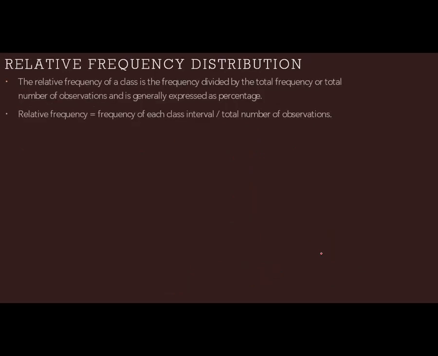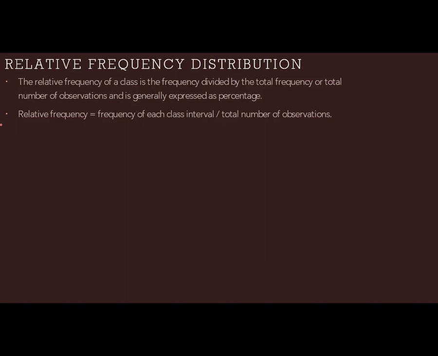Next is the relative frequency distribution. The relative frequency distribution of a class is the frequency divided by the total frequency or total number of observations, and is generally expressed as a percentage. So the formula is: relative frequency, or RF, is equal to the frequency of its class interval divided by the total number of observations.